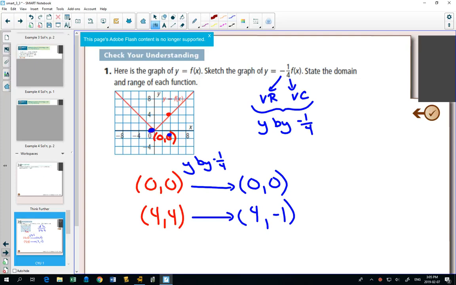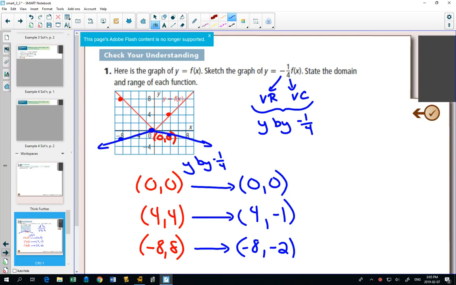I could choose another point that works out nice. Hey, maybe I choose -8, 8. If I multiplied my y value by negative 1/4, I would get negative 8, negative 2. Negative 8, negative 2. Connect the dots. And here's my new graph.